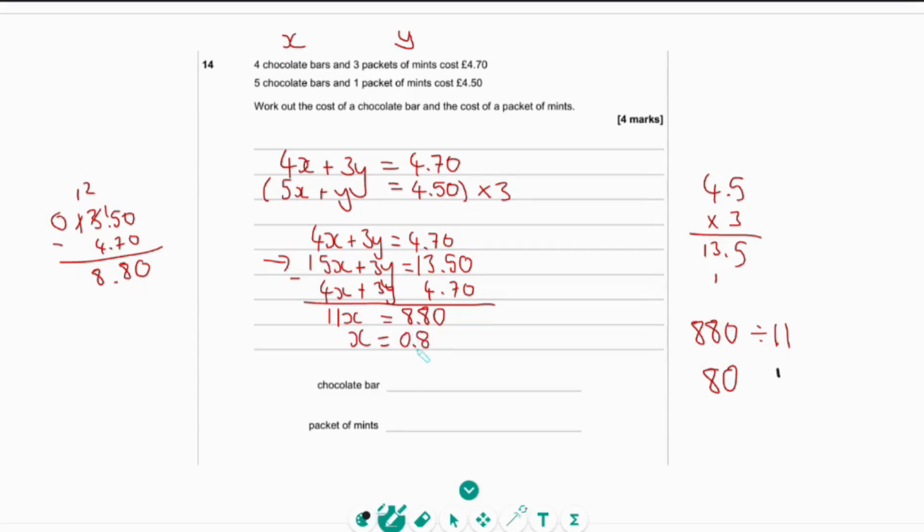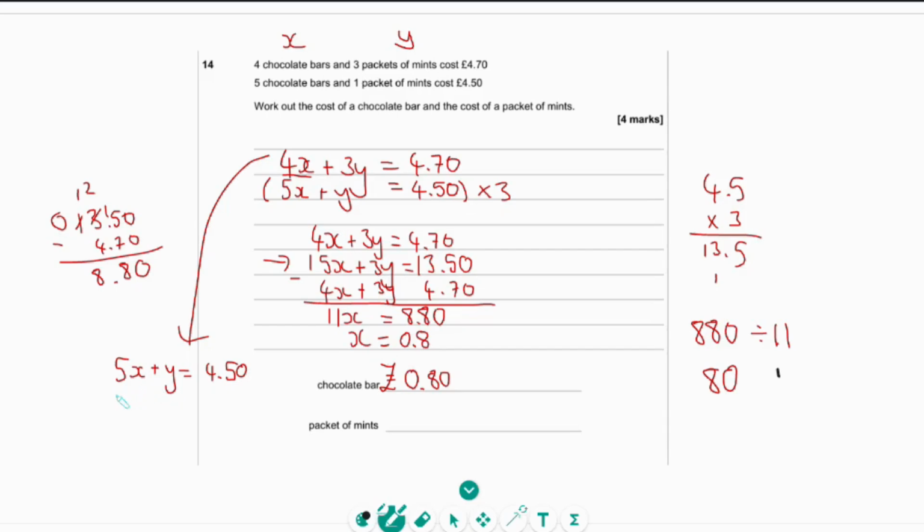X is 0.8, so now I'm going to work out the value of y by substituting it into the top equation. So I'll write out the equation first. 4x plus 3y is equal, in fact, I'm going to use the bottom equation, I think that's going to be easier. 5x plus y is equal to £4.50. It doesn't really matter which equation you use.